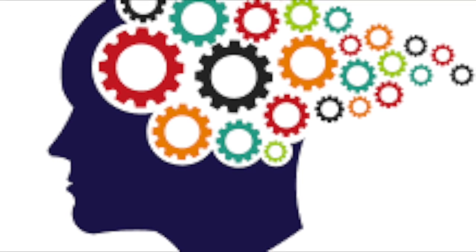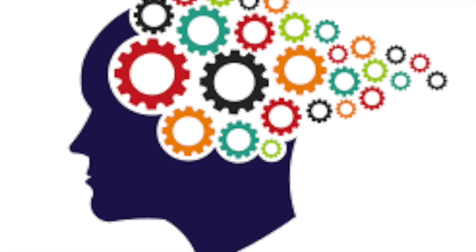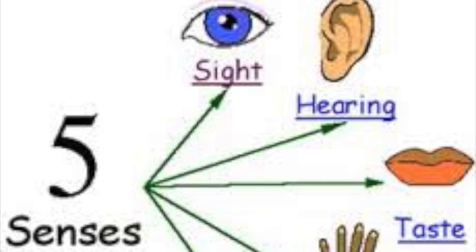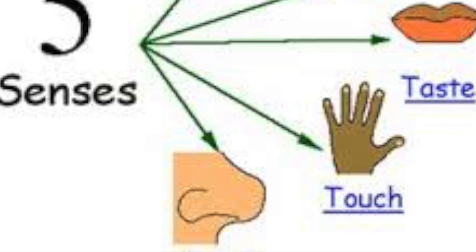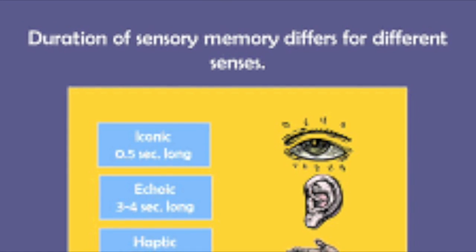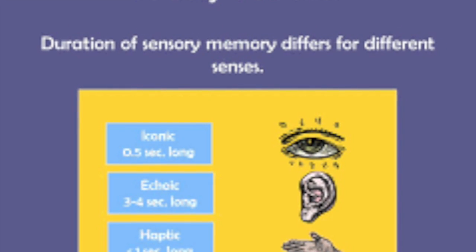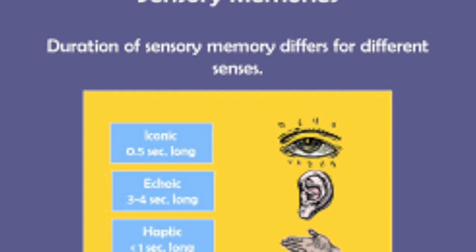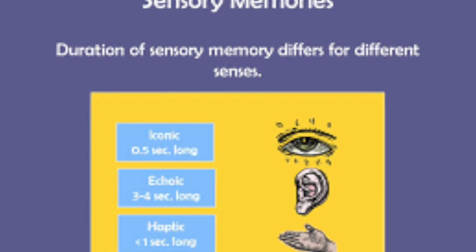In order for anything to enter our memory, it must first be picked up by our senses, such as taste, touch, sight, hearing, and smell. And there are only three of those types we have to study. The first one is echoic memory, the next one is iconic memory, and the last one is haptic memory.